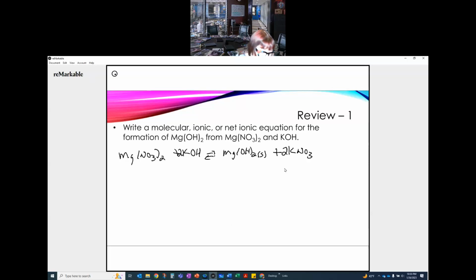So now I have one Mg on the reactant side. I'll show you what I'm doing. One on each side. I have an NO3, I have 2 and 2. I have K, 2 and 2. And I have OH. And I'm not going to put the charge on it. I'm not putting any of the charges on. I have 2 and I have 2. So I know that I'm completely balanced when I do that.